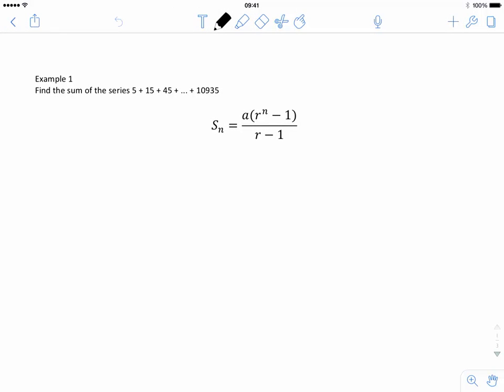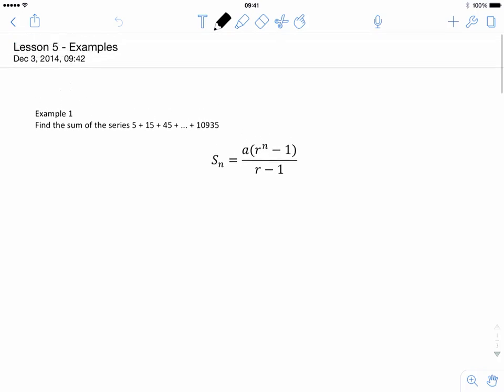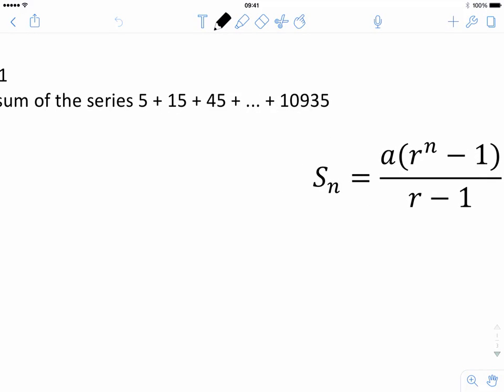In this question, we are given a geometric series, and we want to determine the sum here. So the formula is given by Sn, which is the quotient of a times the common ratio to the power of n minus 1 over the common ratio minus 1. So in this specific question, we are able to put some values to a.